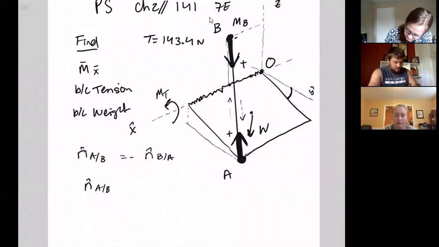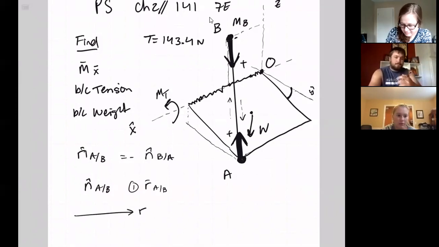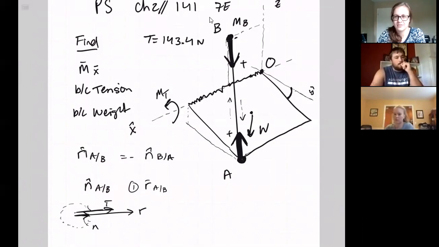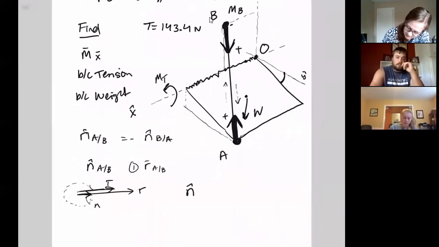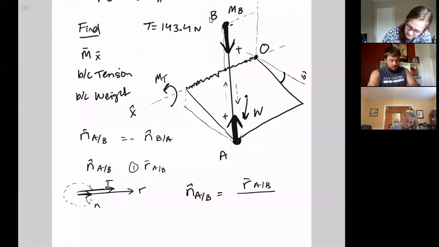And to do that, we first have to solve for R_A with respect to B, because remember, we go from R to a unit vector, and then we convert to, in this case, tension. So we have to find that unit vector as an intermediate step. And to do that, we have to get dr. And then we have n_A/B equals R_A/B over the magnitude of R_A/B.